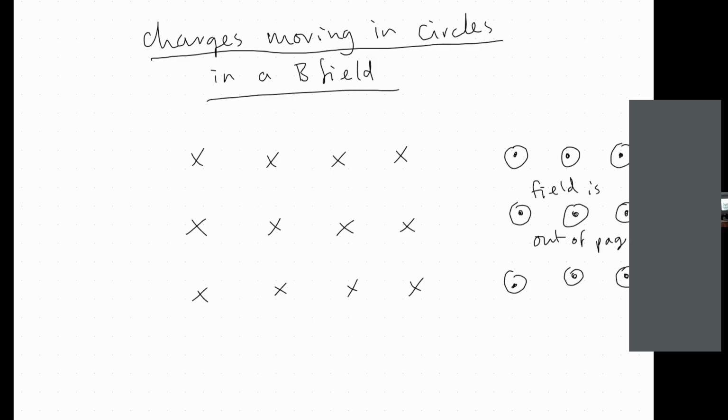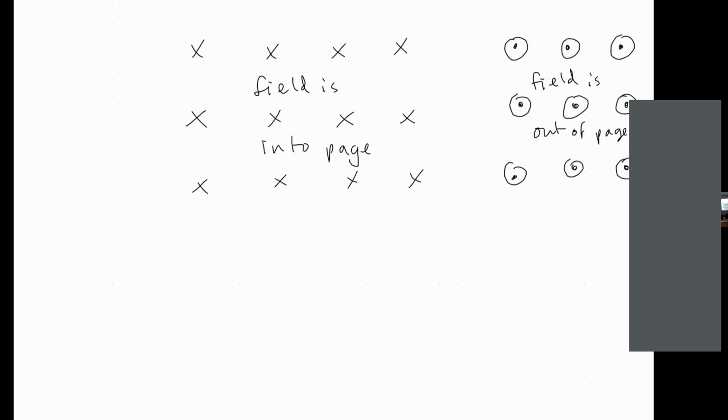And here the field is into the page. That's the only difference between them. The fact that the crosses are evenly spaced tells you that the field is uniform. That's true whether the field's into the page or out of the page, it doesn't matter. So I've got a nice uniform field.